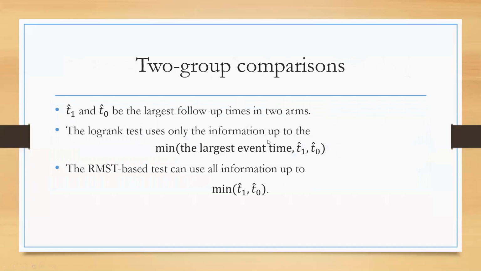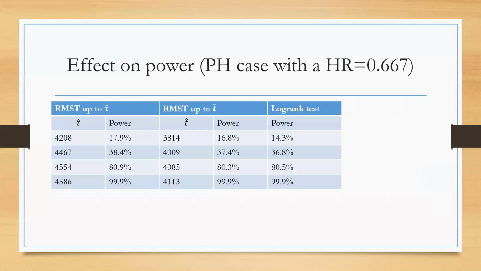And for two group comparisons, we also can push the time window to the minimum of the largest follow-up times in the two groups, which can be bigger than the valid time window used in the log-rank test. In this case, we also did a simple simulation, assuming the proportional hazards assumption is true. You can see the tau hat used in RMST is much longer than the truncation time used otherwise. And the power is comparable with the log-rank test, further confirming our earlier claim that the two tests roughly have the same power.